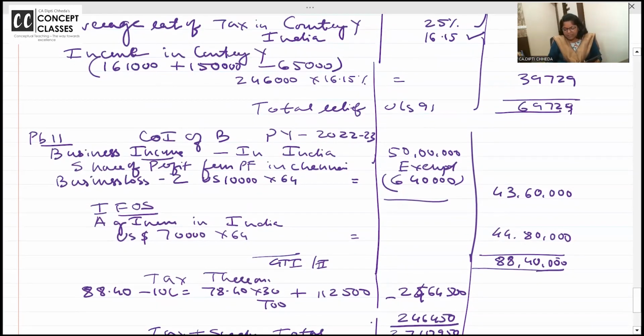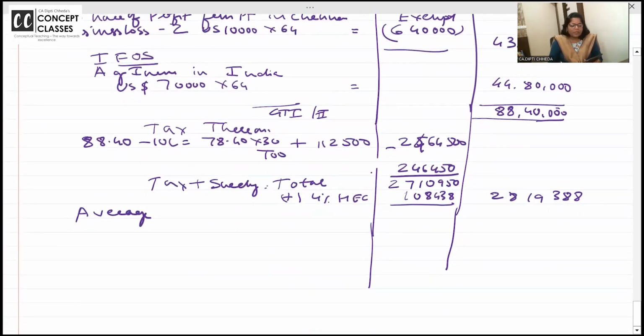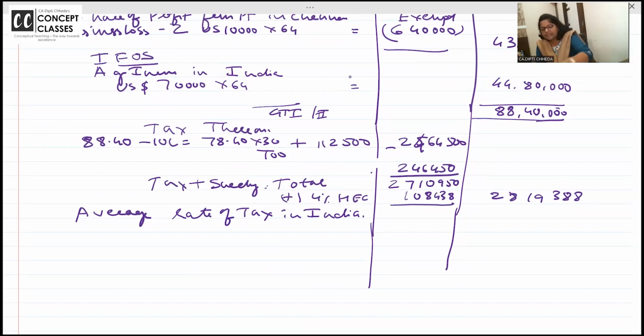This is a simple problem. There are no two countries, only one country. So now what is the average rate of tax in India? India का average rate of tax निकालो. Average rate of tax in India. How much you all are getting the average rate of the tax in India? 31.89%.